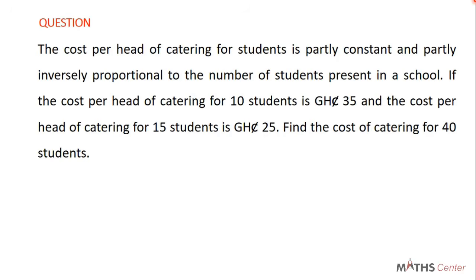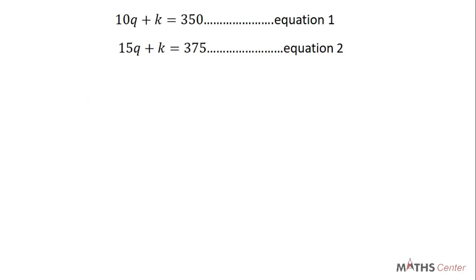Welcome back. We started solving this question in the previous video, and we got to this point where we had two equations. The first equation is 10Q plus K is equal to 350, and the second one is 15Q plus K is equal to 375. And we are going to solve these two equations simultaneously for the value of Q and K, which are the constants. We are going to use the elimination method here.